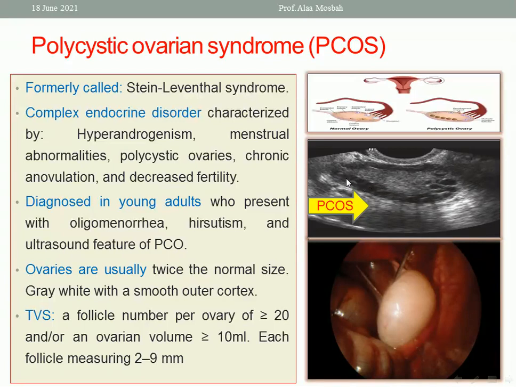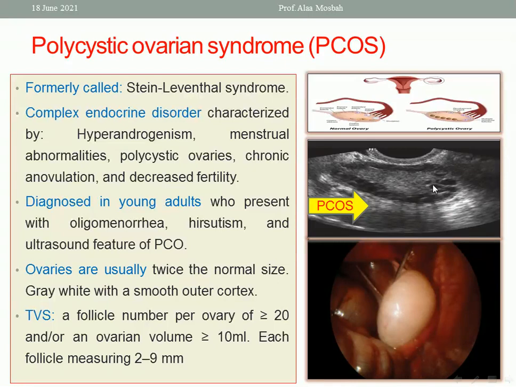You can see many follicles here, measuring 2 to 9 millimeters, and the number of the follicles must exceed 20 in each ovary, as mentioned by the modified Rotterdam criteria 2020. So we can diagnose PCOS if we find 2 out of 3.